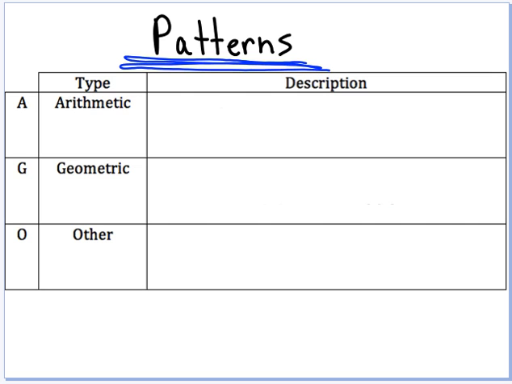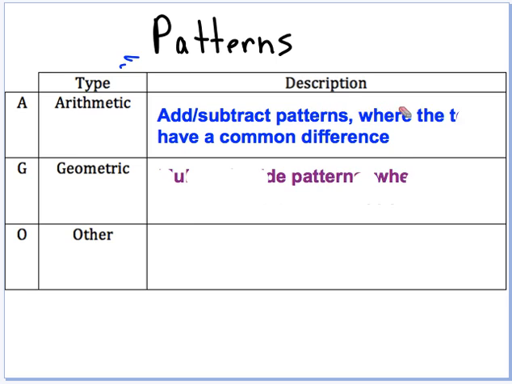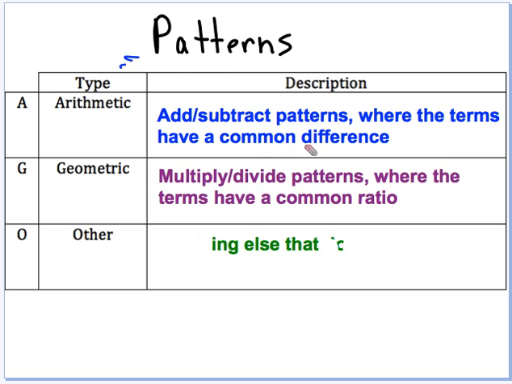The first one is an arithmetic pattern, and basically, that is a pattern that is created when you're adding or subtracting by the same amount every single time. So like if I count by 2s, 2, 4, 6, 8, the pattern is arithmetic because I'm adding 2 to each number. Okay? Then there's a geometric pattern, and that's when you're multiplying or dividing by the same amount each time.